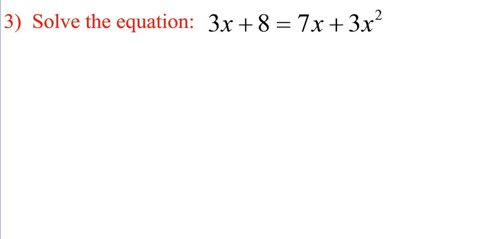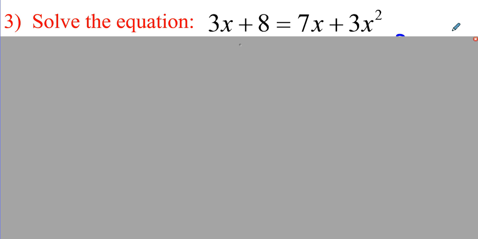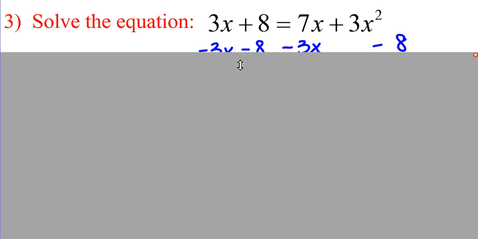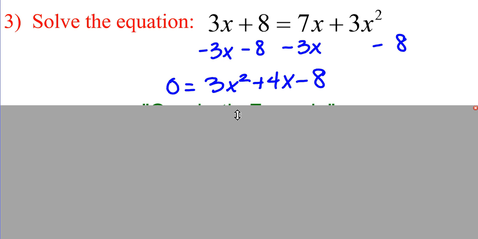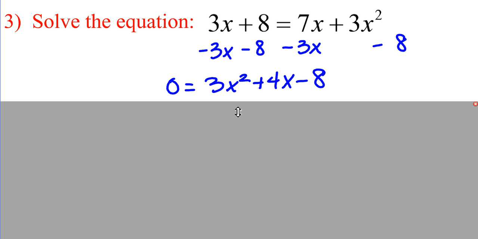How you write it in standard form is up to you, whether you like having a leading coefficient that's negative or positive. It does not matter, just make sure that everything is on one side of the equation. So what I'm going to do is I'm going to have a leading coefficient that's positive, so I'm going to take everything on this left-hand side and move it to the right. So I'm going to subtract my 3x, I'm going to subtract 8, giving me 0 equals 3x squared plus 4x minus 8 to work with.